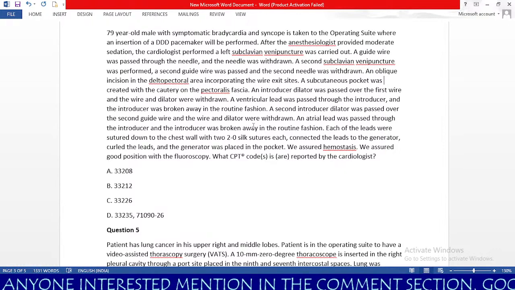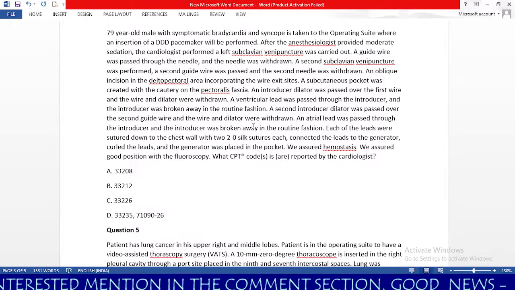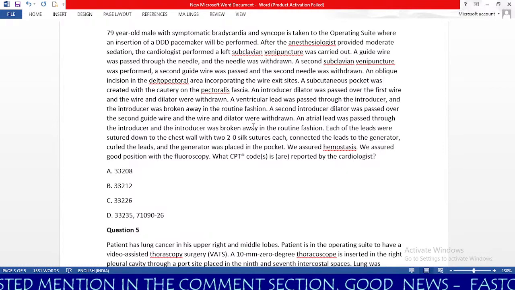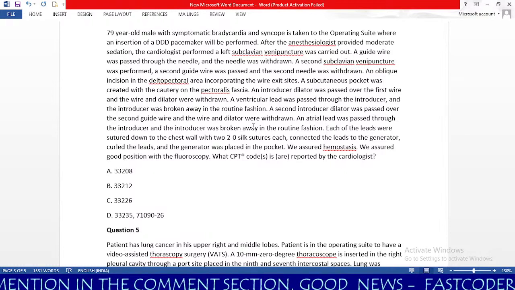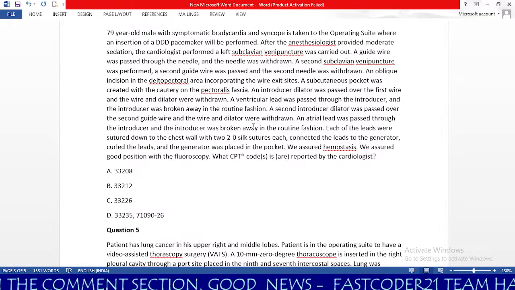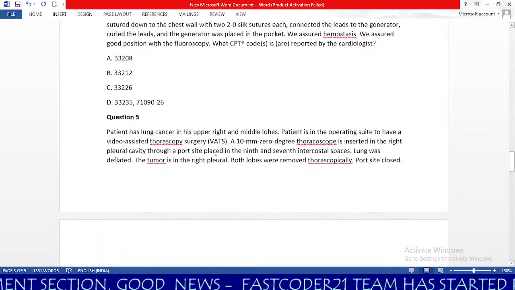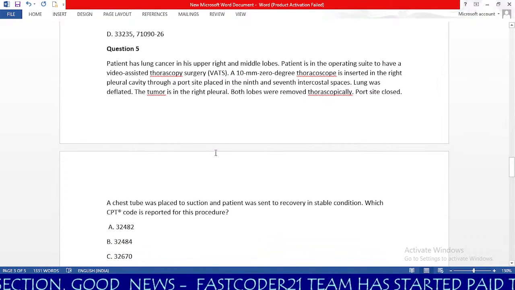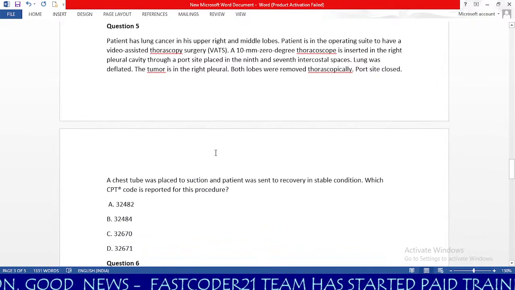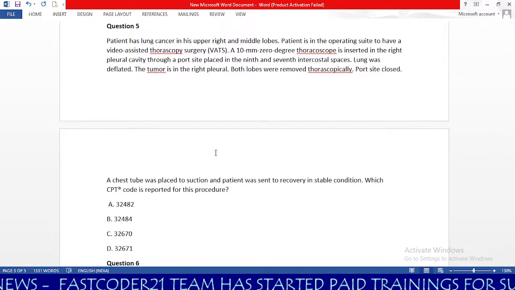You got it, Anita? This one? If you have any doubt, 33208 is the correct answer as it is an initial placement of pacemaker. Okay, guys, we will go ahead with the fifth question. So now it is 314. We will discuss the answer at 320.